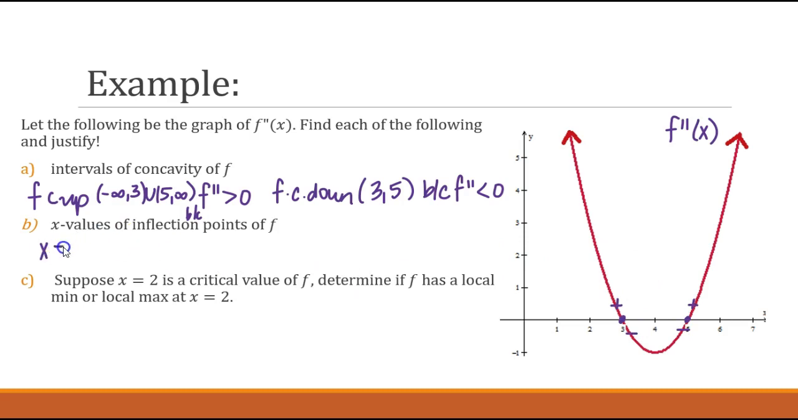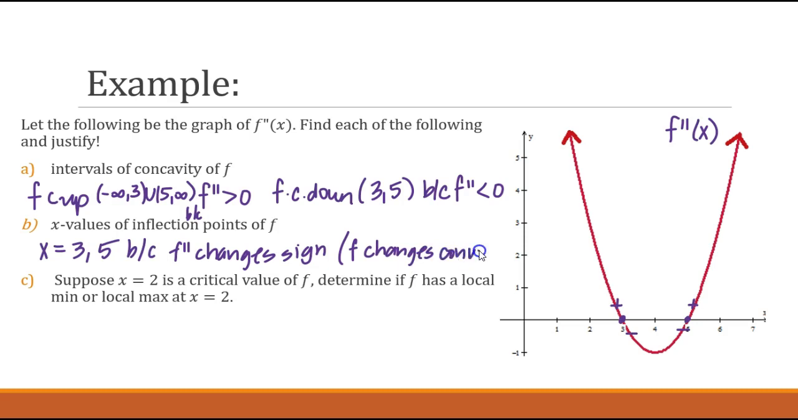So we have x equals 3 and x equals 5. Because f double prime changes sign at these values. So what that means is that f changes concavity. So that's what it means as a result.